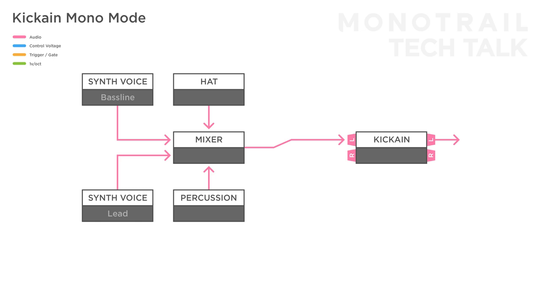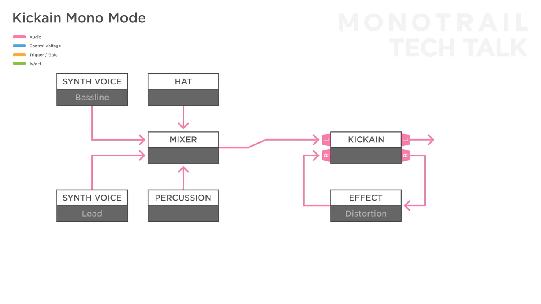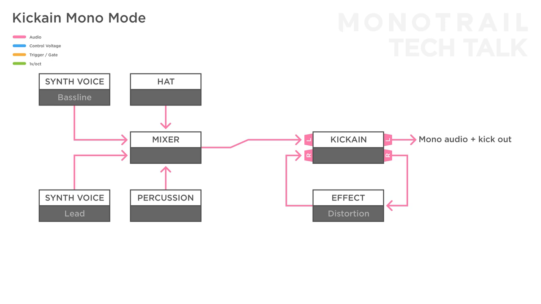This mode also offers a secondary option though. You could send the kick through an external processor, like a distortion, and back into the right input of the module. In this case, the main input and returned kick are summed to a mono mix and available from the left output.